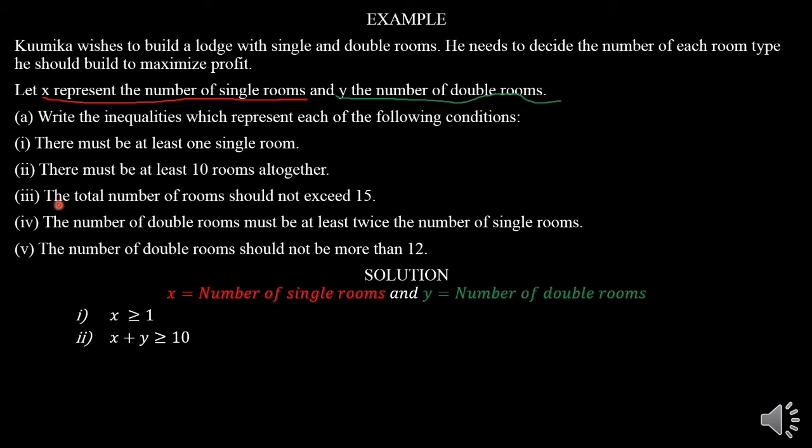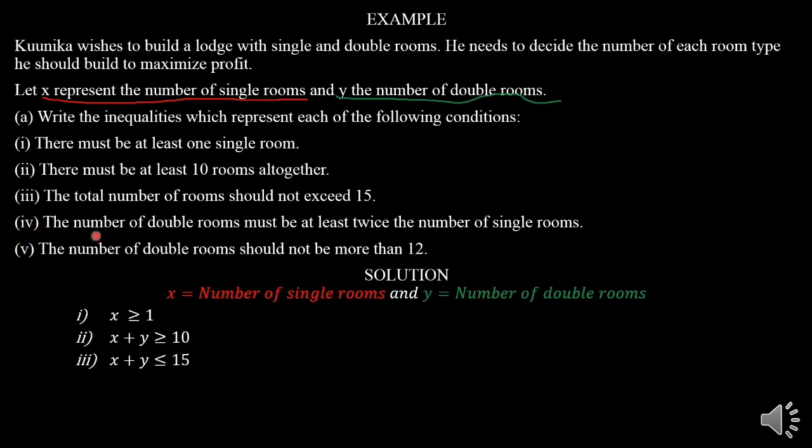Let us go to the third one. The total number of rooms should not exceed 15. Should not exceed, we said this symbol, means less than or equal to. The total number is the summation of the number of single rooms, X, plus the number of double rooms, Y, which should not exceed, that is less than or equal to, 15. So this is how you do the third one.